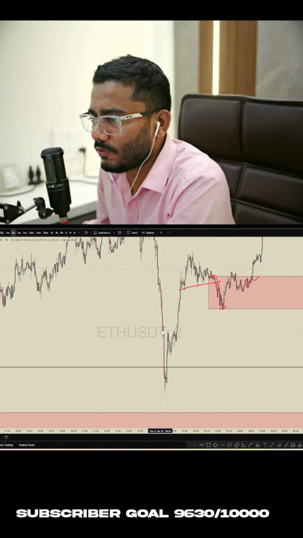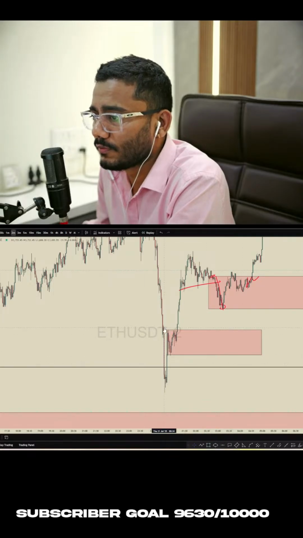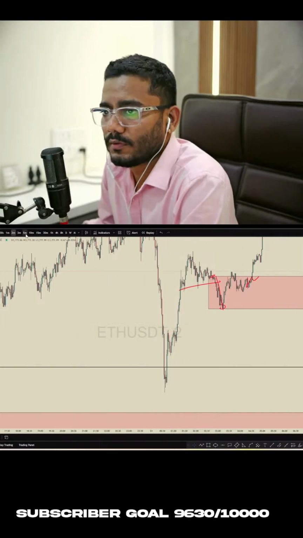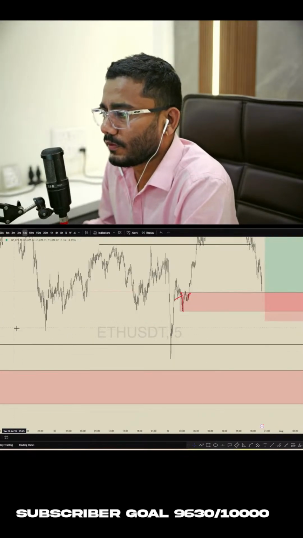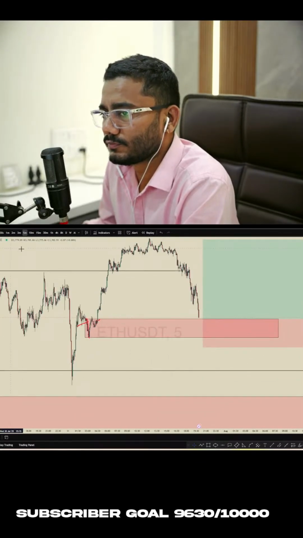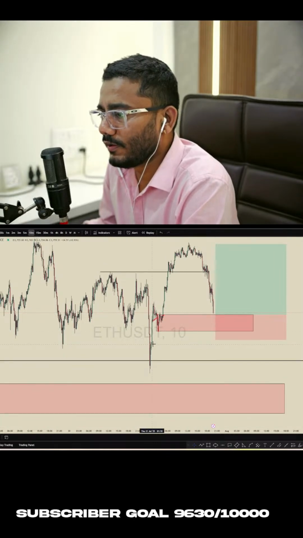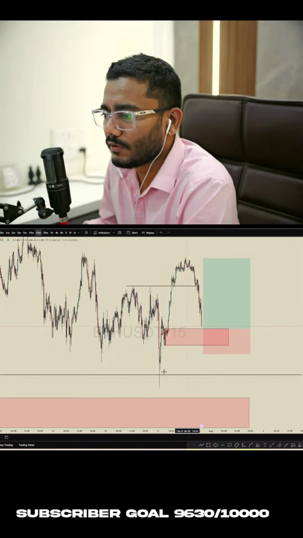There's also another order block on Ethereum here. This one. Also forming a Quasimodo pattern. If this fails, then we can look for another entry over here. So divide your risk.